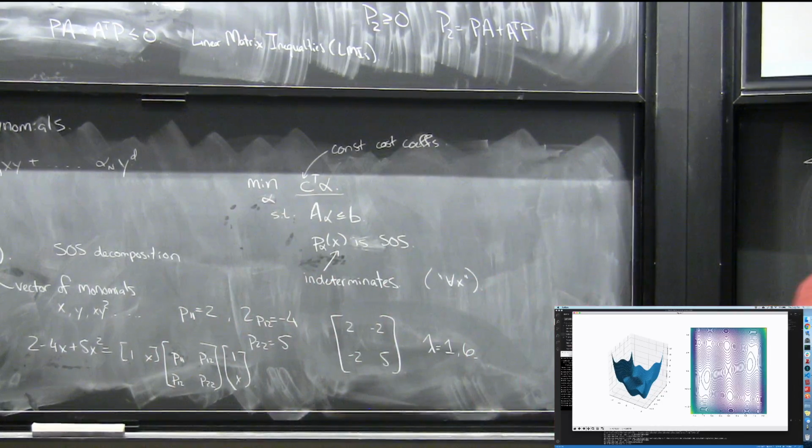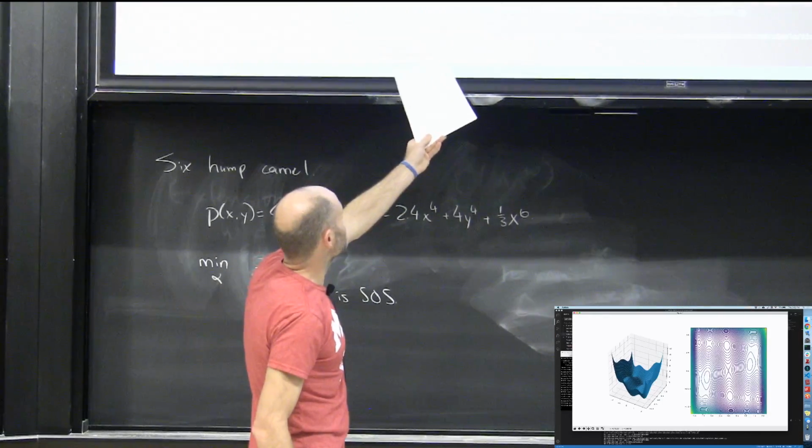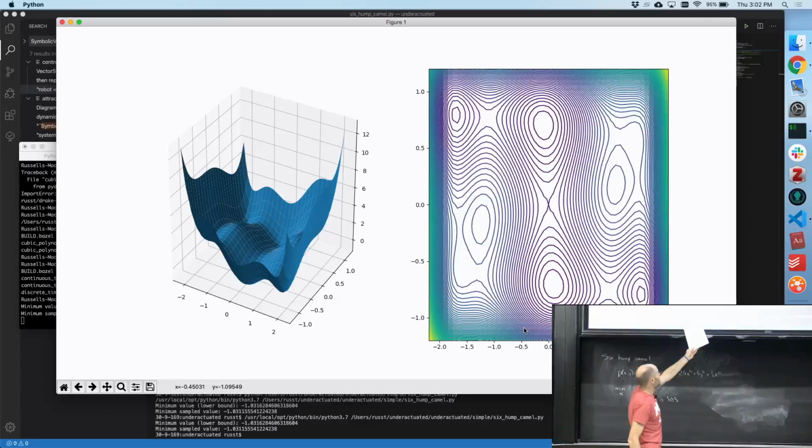In fact, you can see it right here. I sampled a bunch of points. The minimum value I found was this, and sums of squares gave me that. Even better than my sampling, probably. Okay? Did I get the signs right? Yeah?